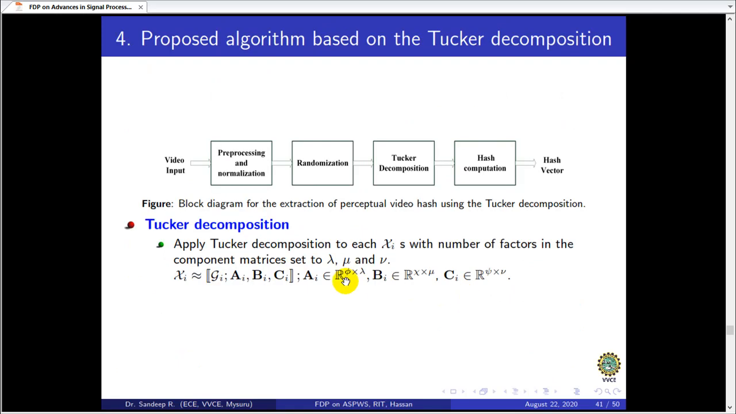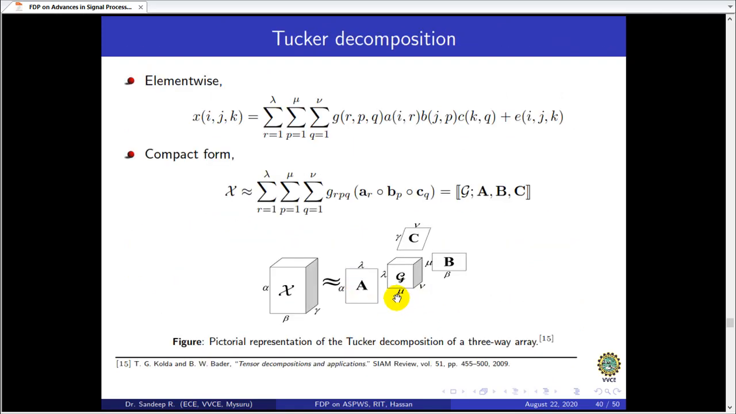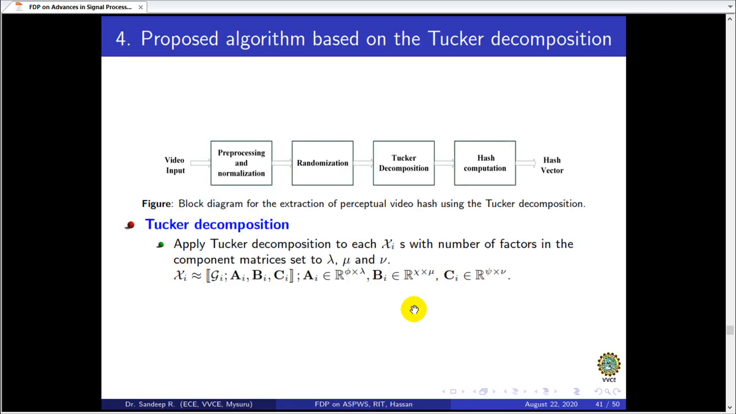These are nothing but the dimensions, because we know that the subcube dimension is phi cross chi cross psi. So this is the sub-dimensions, and lambda, mu, nu represents the number of elements in the loading matrices, that is A, B and C.